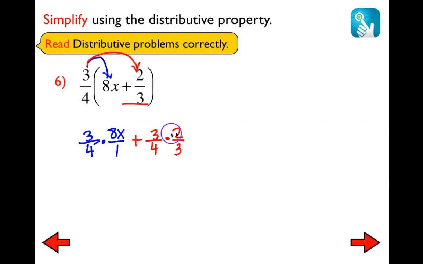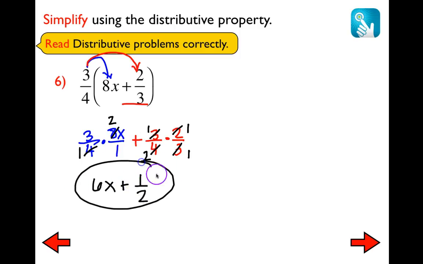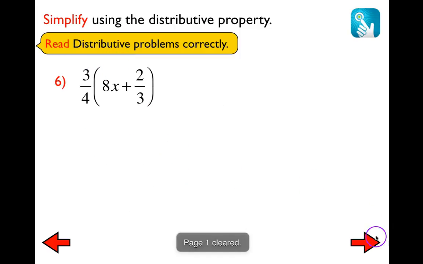Now I'm going to see if I can cross cancel. Here 3 and 1 have nothing in common, but 4 and 8 do. I can divide by 4. 4 divided by 4 is 1. 8 divided by 4 is 2. Leaving me here with 6x. Now here I can cross cancel the 3's. 3 divided by 3 is 1. 3 divided by 3 is 1. But I can also cross cancel the 2 and the 4. So 2 divided by 2 is 1. 4 divided by 2 is 2. So this is going to leave me with plus 1/2. Here is my simplified expression. Again, it is equivalent to the original one. This is just a simplified version. Perfect. Moving on.